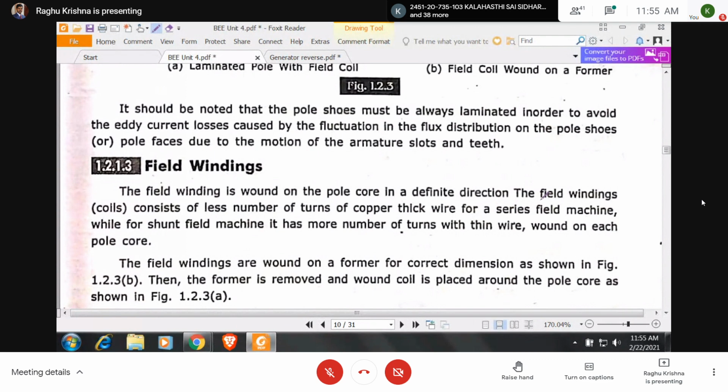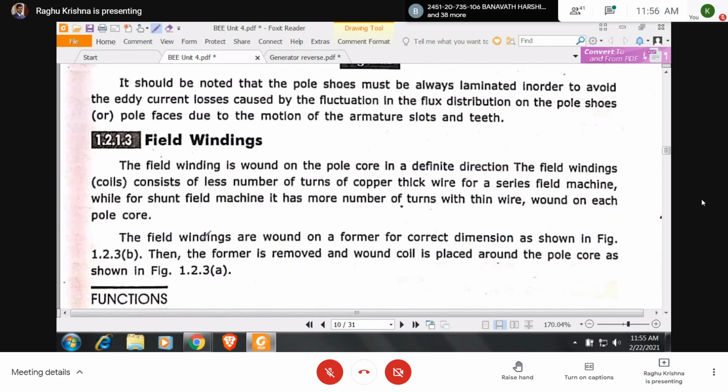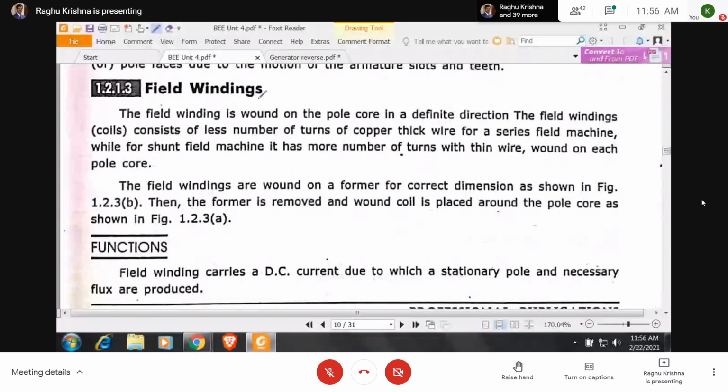Okay, so the field windings are simply coils, consisting of a small number of turns of thick copper wire for a series field winding, for a series field machine. This I am going to cover in detail. While a shunt field machine has a larger number of turns with a thin wire. This will come again. Okay, one on each pole core. So this is about the field winding.